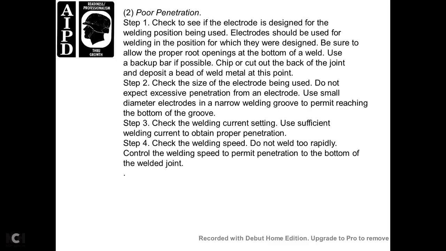Be sure to allow the proper root opening at the bottom of the weld. Use the backup bar if possible. Chip out the joint with the backup and deposit a bead of weld metal at this point. Step 2, check the size of the electrode being used. Do not use an electrode that is expected to give excessive penetration. Use smaller diameter electrodes in narrow welding grooves to permit reaching the bottom of the groove.